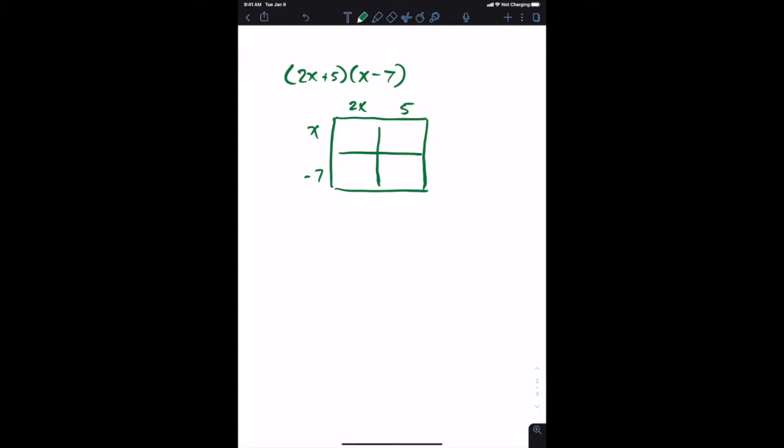and then multiply inward to say 2x times x becomes 2x squared, 5 times x becomes 5x, and 2x times negative 7 gives me negative 14x, and 5 times negative 7 gives negative 35. We empty the box and we get 2x squared plus 5x minus 14x minus 35. And this has 4 terms, but we can reduce it down to 3 terms because the two middle terms are like terms, and we can combine them.